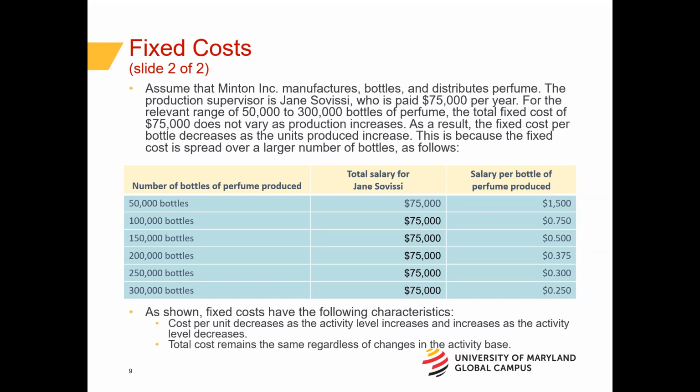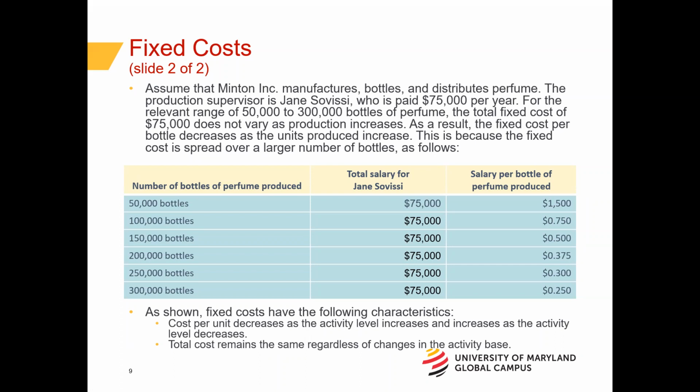So take a look at this example. Fixed cost. And there's a couple of components I want you to understand from this example. The supervisor's annual salary is $75,000. Okay, that does not change over time, regardless of the level of output. We see on the left column, at the lowest point, the company made 50,000 bottles of perfume. At the highest point, the company made 300,000 bottles of perfume. Supervisor's salary is still 75,000.